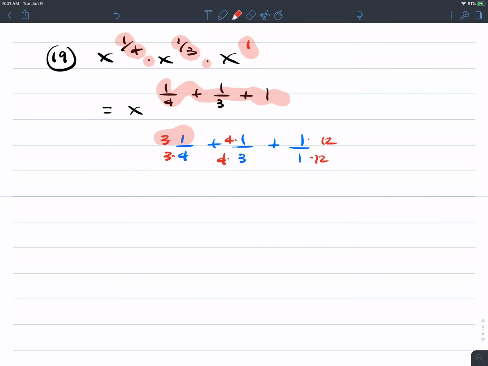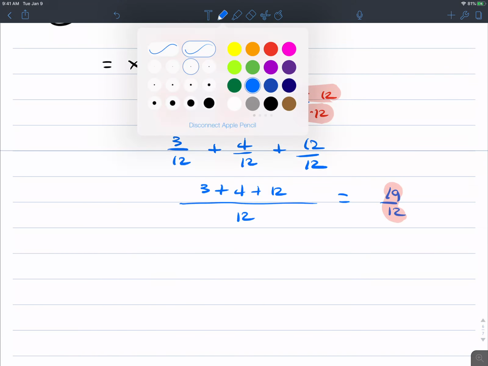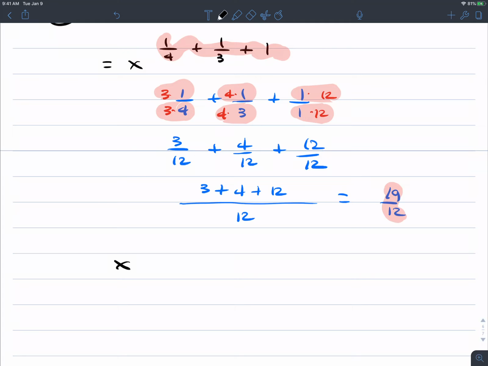And remember, when we multiply horizontally across. So you end up with 3 twelfths plus 4 twelfths plus 12 twelfths. So everything's over 12. 3 plus 4 plus 12, what does that equal? It's 19 over 12. Okay, good. So this 19 over 12, that's my new power. So this will be x to the 19 twelfths.